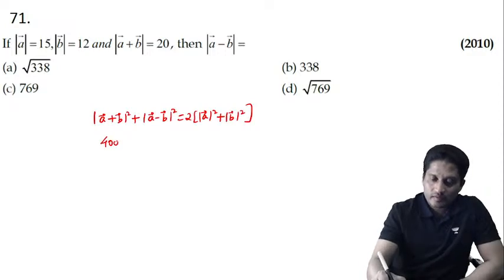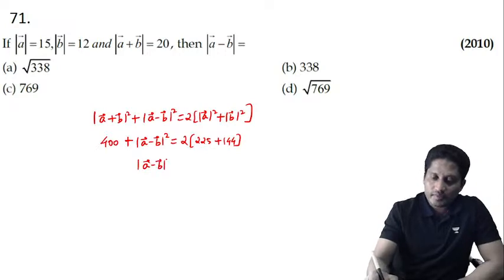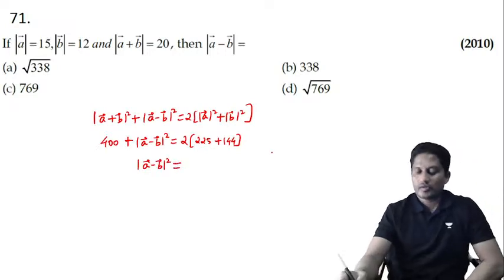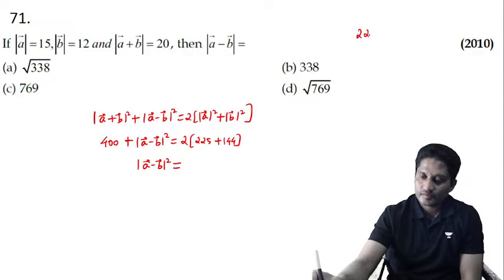This is 400 plus (a minus b) the whole square, which is equal to 2 times (a square plus b square). 15 square is 225. This is 144. Mod of (a minus b) the whole square is equal to 225 plus 144, which will be equal to 369.